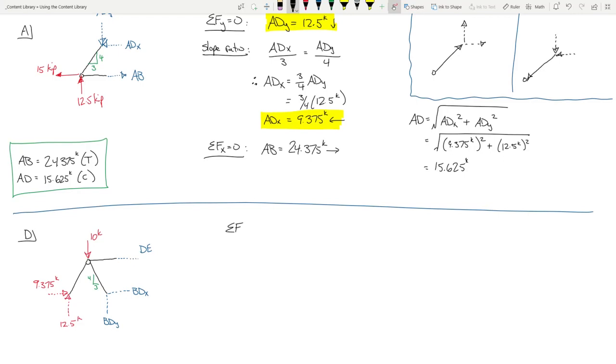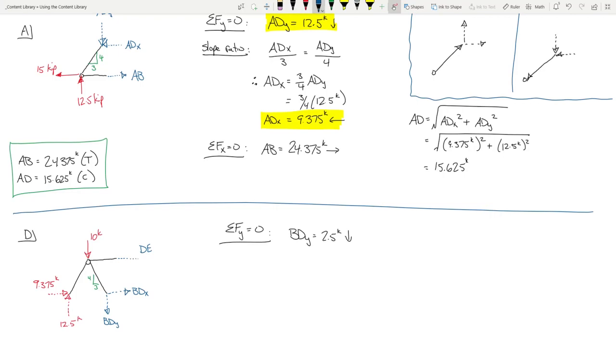So which one do we do first? Some force in the X direction, some force in the Y direction. There's two unknowns in the horizontal direction, one unknown in the vertical. Let's just deal with that first. So let's see if we can eyeball this. 12 and a half up, 10 down. What does that need to be? 2.5. 2.5 down. So this is down, BDY, it's 2.5 down. Now if that's down, that makes this acting to the left or to the right?